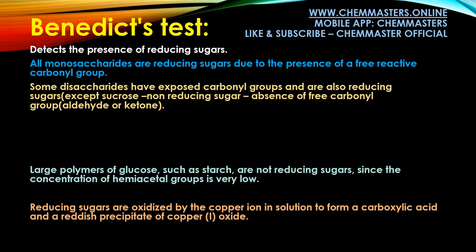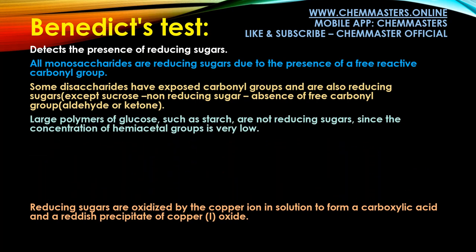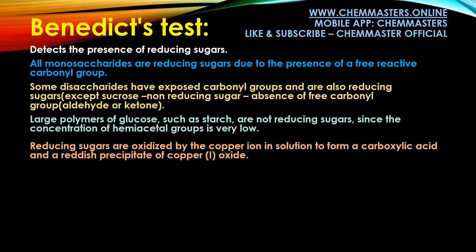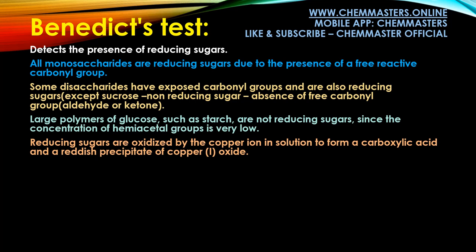Large polymers of glucose, for example starch, are not reducing sugars, just because the concentration of the hemiacetal group is very low. So they do not give a positive Benedict's test. Reducing sugars are oxidized by the copper reagent of the Benedict test in solution to form a carboxylic acid, and it gives a reddish precipitate of copper oxide.